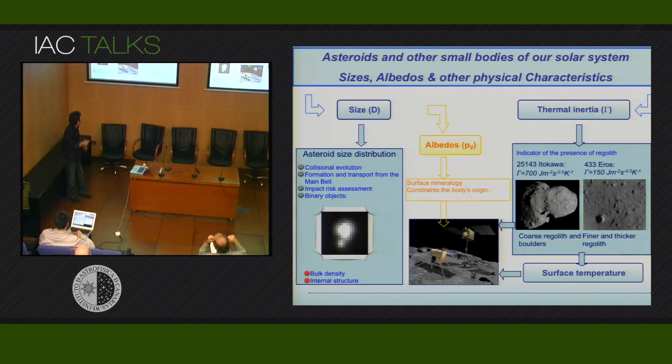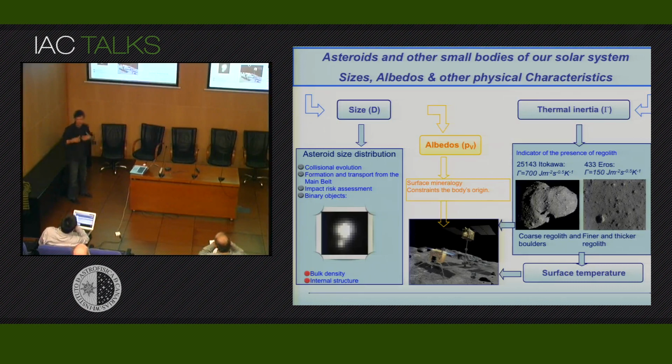For example, for Eros, this asteroid, we derived a moderate thermal inertia, and we expected to find finer and thicker regolith, and this is what we find on the surface from direct imaging. Itokawa is a body that was visited by the Hayabusa mission, and an extensive campaign of thermal infrared observations was done. We derived a thermal inertia much higher than this one, which is consistent with coarser regolith and boulders on the surface. And indeed, this is what we found.